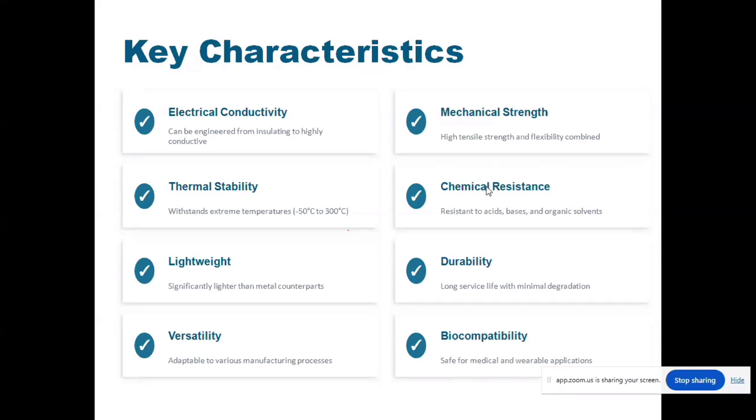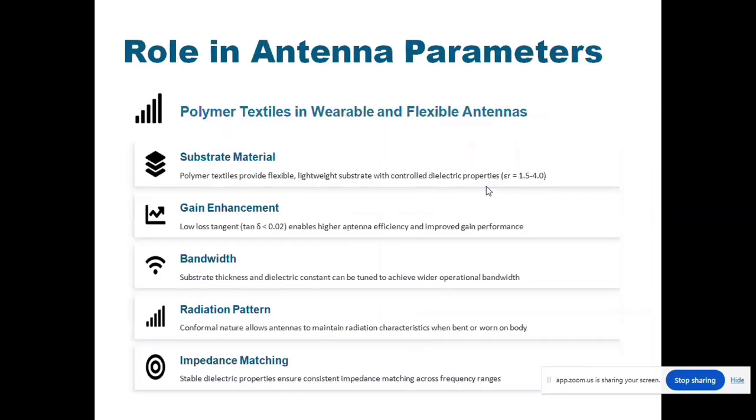Versatility and biocompatibility are the key characteristics of polymer textile material for patch antenna design. For a wearable textile antenna, polymer textile can be preferred as the substrate material, and gain enhancement can also be done since it has a low loss tangent. The loss tangent, tan delta, can be measured at less than even 0.02. Bandwidth can be modified, and the radiation and impedance matching properties of the antenna can be altered using this polymer textile material for wearable antenna design.